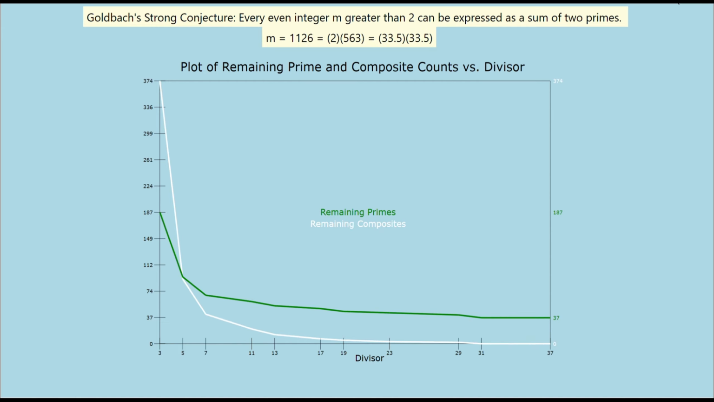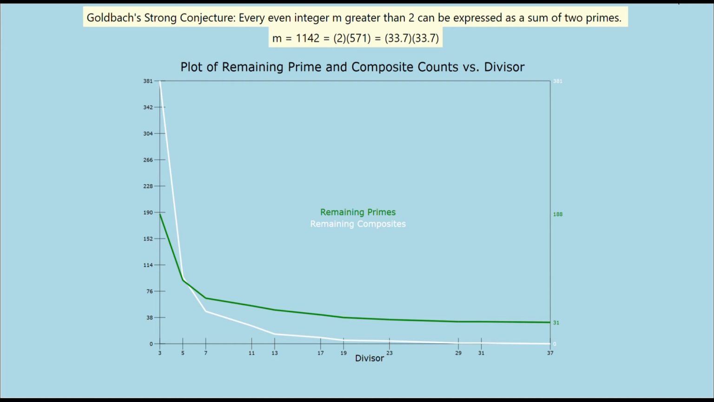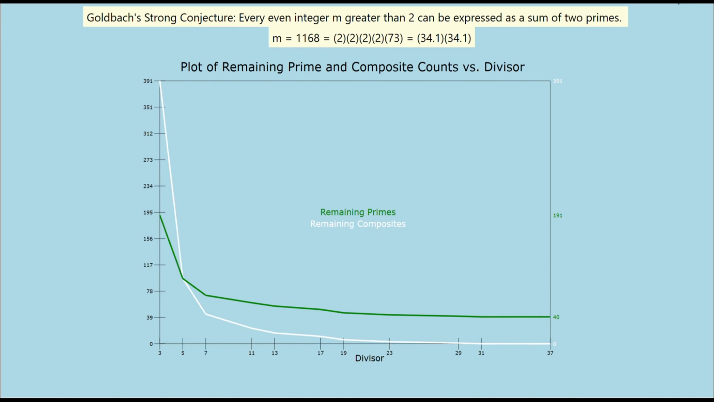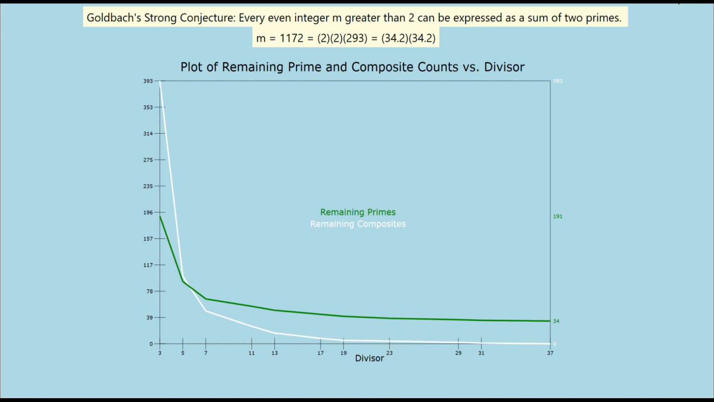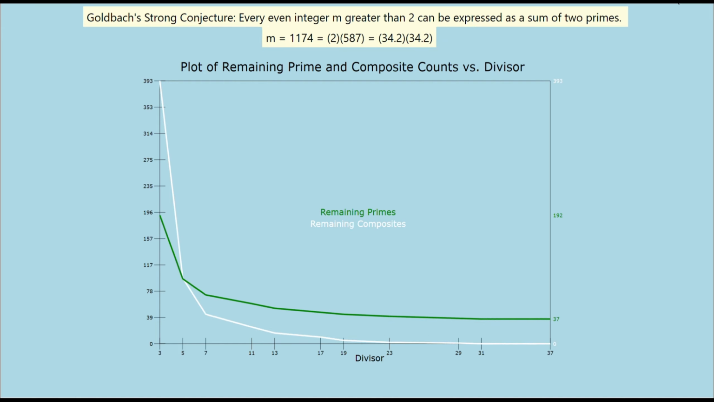The slope of the white curve is necessarily greater than the slope of the green curve, so they cross over, ensuring solutions. As m increases and new numbers are added to the mix, the initial composite count trends upward but never decreases. Likewise, the initial prime count trends upward but never decreases.